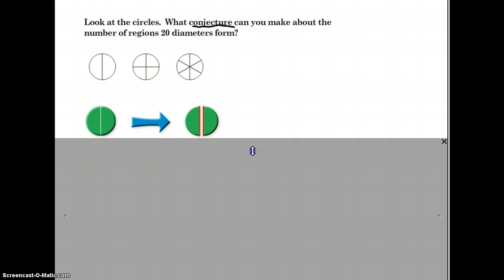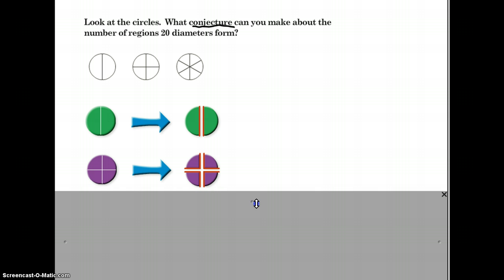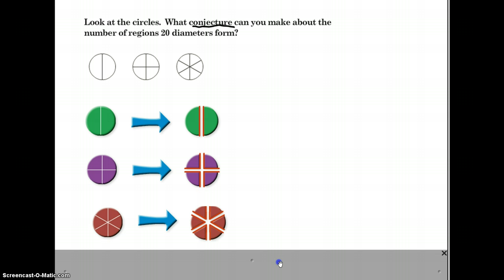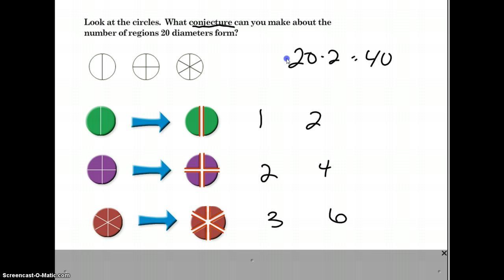So if I have one diameter, how many spots do I have? Okay, well if I have one diameter, I end up with 2. If I have 2 diameters, I end up with 4 sections. If I have 3 diameters, I end up with 6 sections. So what's the pattern here? If I have 1 diameter, I end up with 2 sections. If I have 2 diameters, I end up with 4. If I have 3 diameters, I end up with 6. Yeah, we have to multiply by 2 each time. So if I have 20 diameters, I know I'm going to end up with 40 sections in my circle.